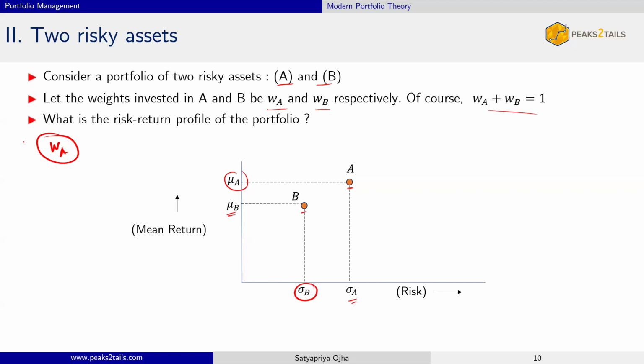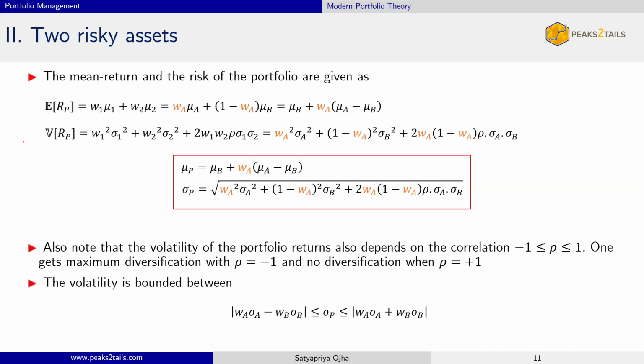Okay, so let's do this. Equations again, same age-old equations, nothing has changed. The expected return of the portfolio is W1 mu1 plus W2 mu2, which in our case is WA mu A plus 1 minus WA times mu B. Remember, there is no risk-free asset here. Both are risky. Just rearrange: take mu B outside, plus take WA common, you get mu A minus mu B. The setup is similar, except that you have mu B instead of RF.